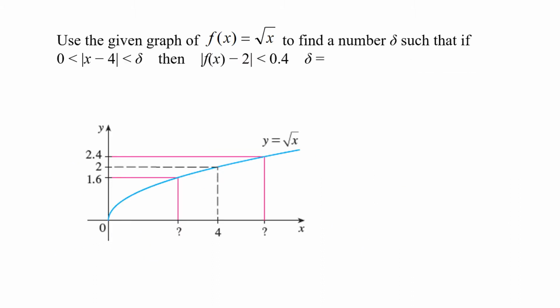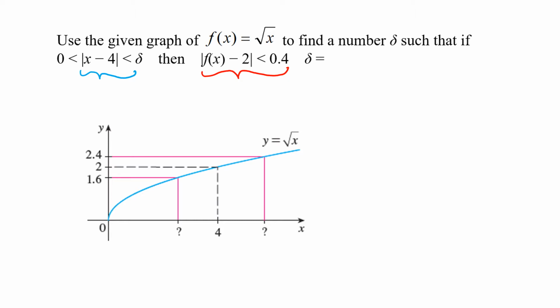Here we want to use the given graph of f of x is equal to the square root of x to find a number delta such that if 0 is less than the absolute value of x minus 4 is less than delta, then the absolute value of f of x minus 2 is less than 0.4. So here we're looking at the distance between x and 4 being less than delta, and when that is true, the distance between f of x and 2 will be less than 0.4.